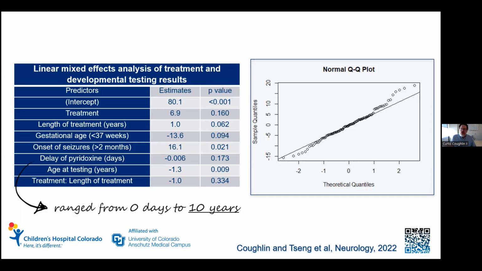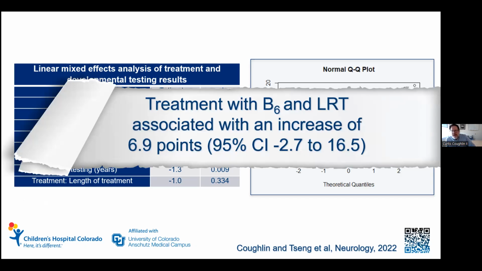After controlling for those variables, what we saw is that treatment with both B6 and lysine reduction therapy was associated with an increase of 7 IQ points, with the 95% confidence interval listed there on the slide. And what you're saying, Curtis, is that this is not statistically significant. And I agree with you. In fact, I wasn't surprised that it wasn't significant because we really took all comers.